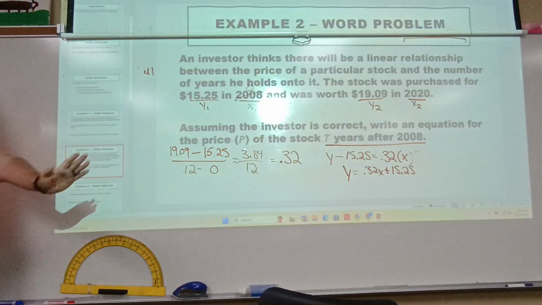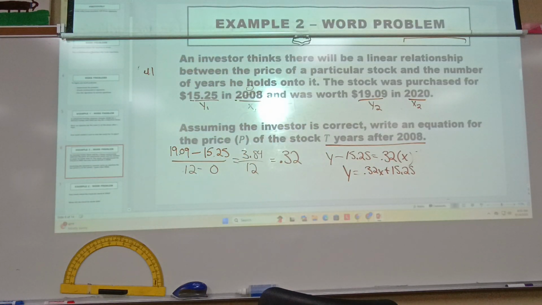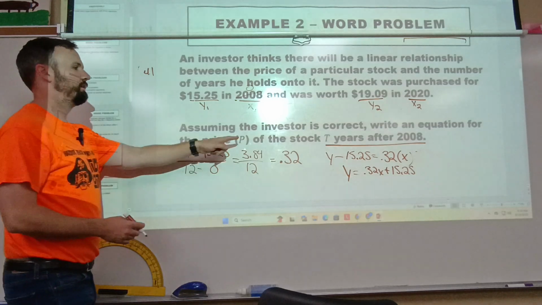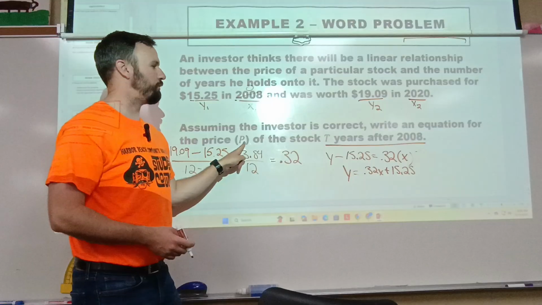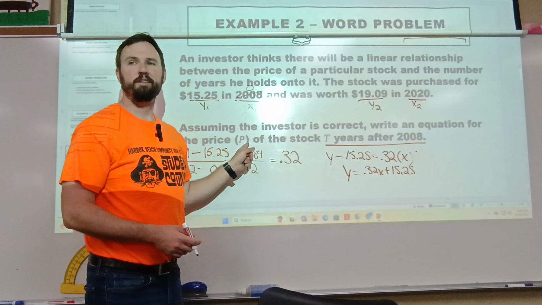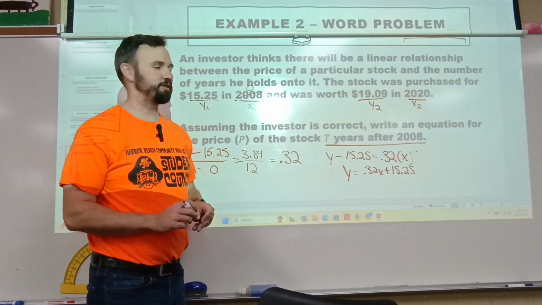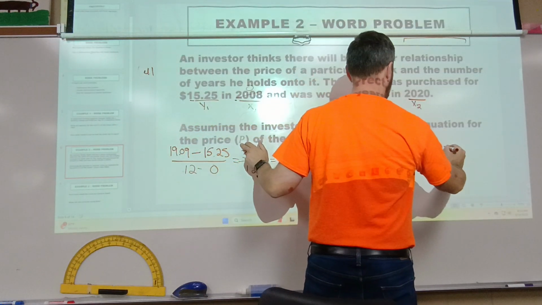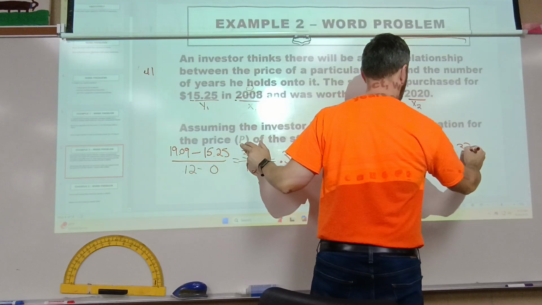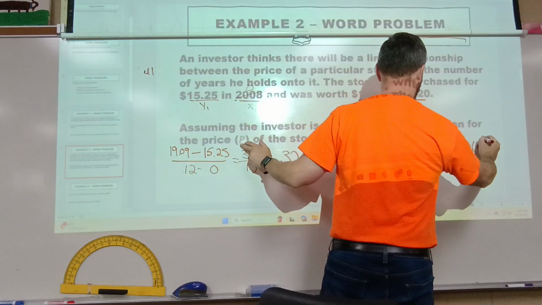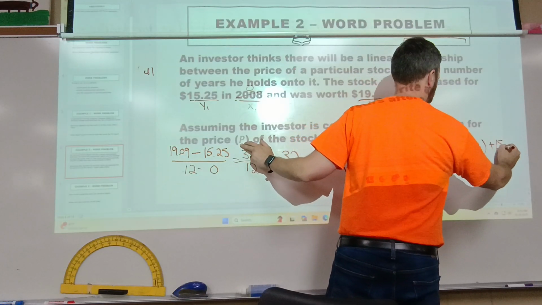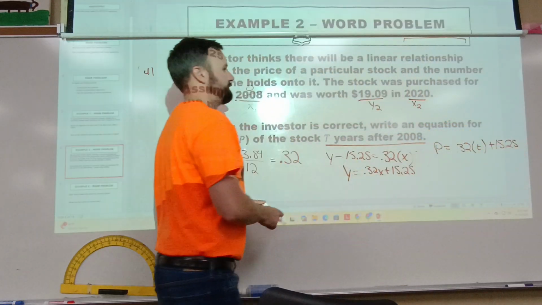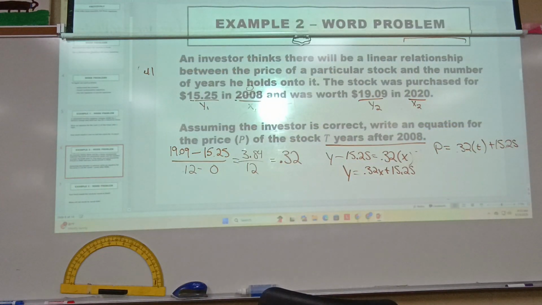Now, if I put that in on my Moodle, I will get it wrong. Why? What letters did it want me to use? P and T. Don't trust PT. Never mind. So actually, you would want to put P equals 0.32 T plus 15.25. There we go. We did it. Nice job, team.